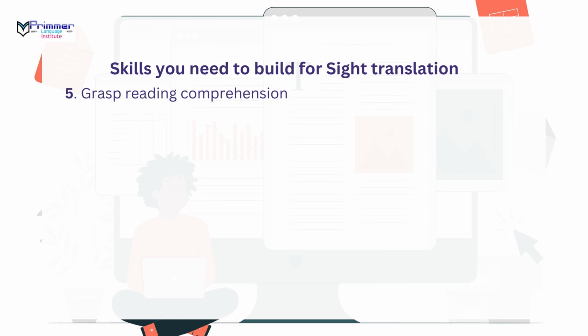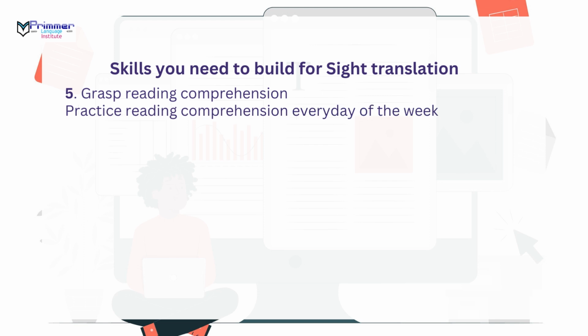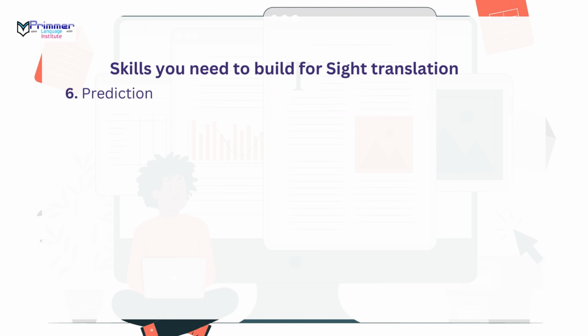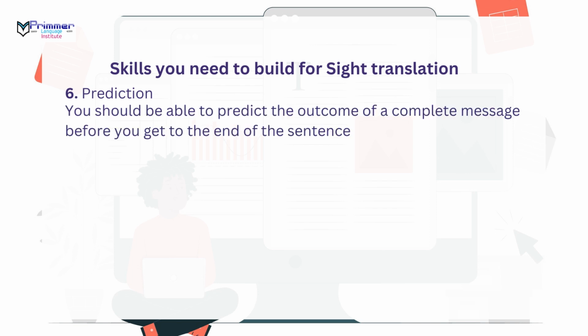I've mentioned this before, but I'm mentioning it again. So you have to practice reading comprehension every day of the week. Every day, at least 3, 4, 5 pages of reading comprehension, and practice your sight translation as often as possible. Number 5 is your prediction. Be able to predict the outcome of a complete message before you get to the end of the sentence.